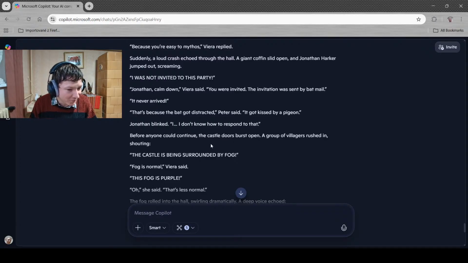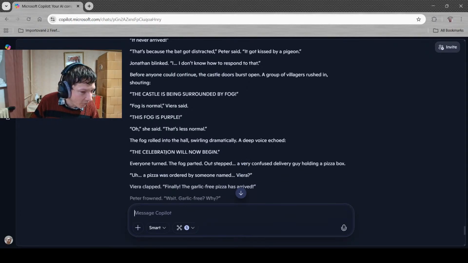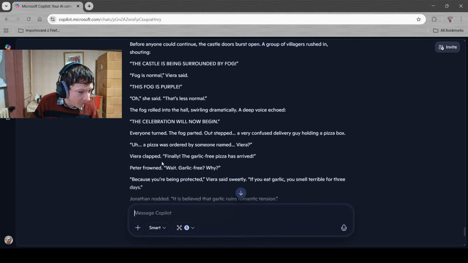Before anyone could continue, the castle doors burst open. A group of villagers rushed in, shouting, "The castle is being surrounded by fog." "Fog is normal," Viera said. "This fog is purple." "Oh," she said, "that's normal." The fog rolled into the hall, swirling dramatically. A deep voice echoed, "The celebration will now begin." Everyone turned. The fog parted. Out stepped a very confused delivery guy holding a pizza box. "A pizza was ordered by someone named Viera?" Viera clapped. "Finally, the garlic-free pizza has arrived."